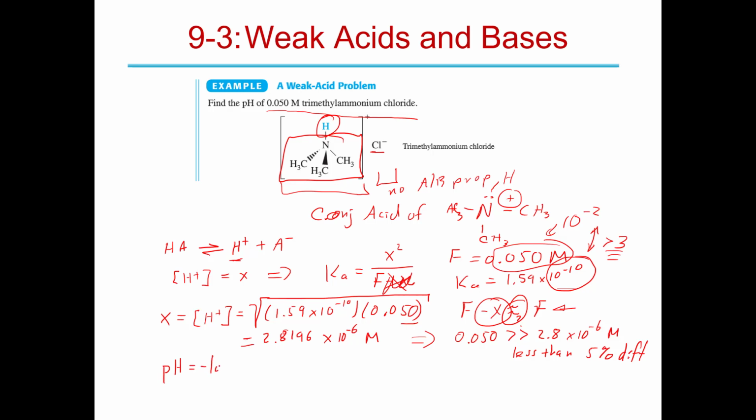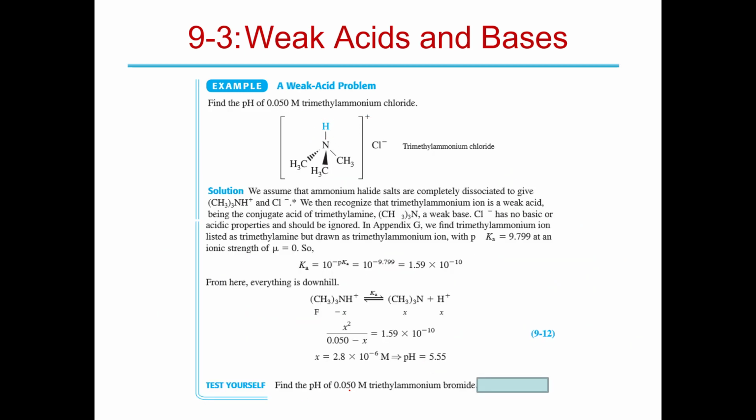pH is the negative log of the H+ ion concentration, ignoring activity effects, which we will continue to do for most of the rest of the chapter. So you can stop fretting about activity effects. We're just going to take the negative log of this number, and that will give us a pH of 5.55. And so here's the worked out solution from your textbook.